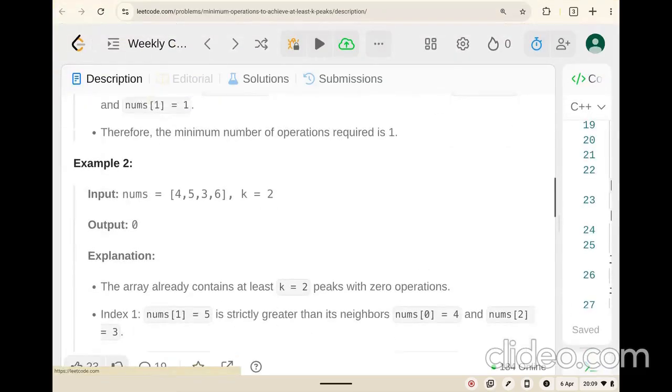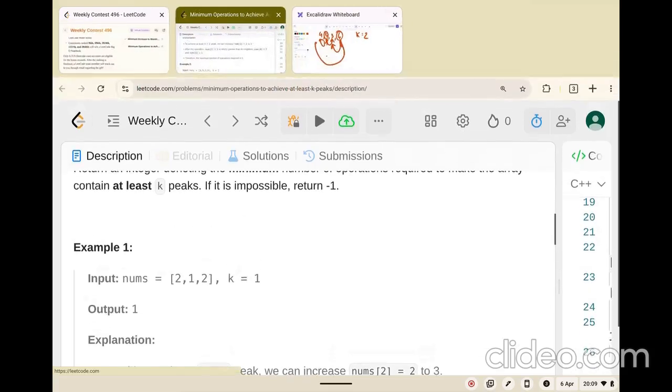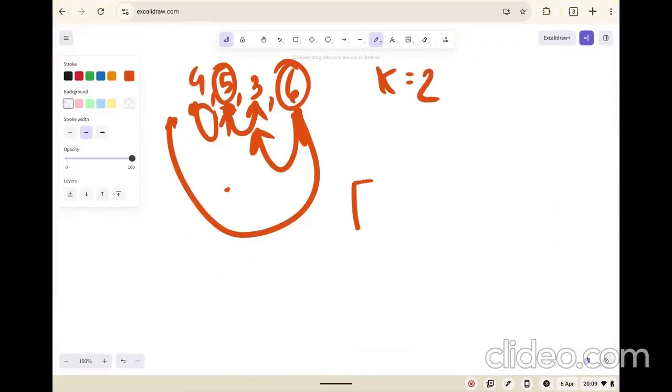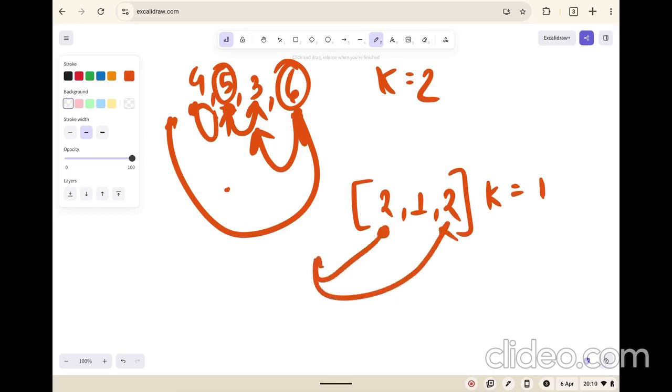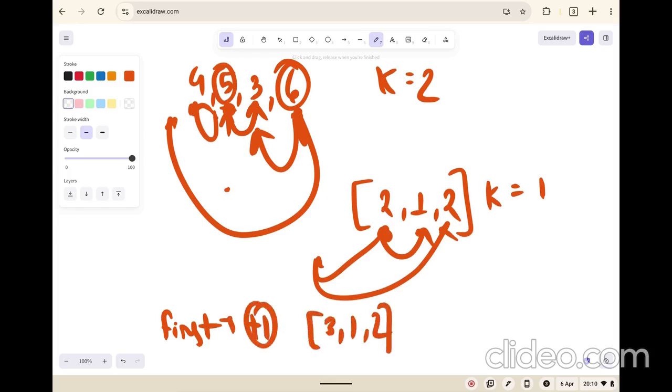Let's look at another test case. The array is 2, 1, 2 and k is equal to 1, right? So you need to make any one element a peak. Let's say you try to make the first element a peak. Its previous element is 2 and its next element is 1. So for the first element, you will require at least plus 1. The array becomes 3, 1, 2, and now it is a peak, right?